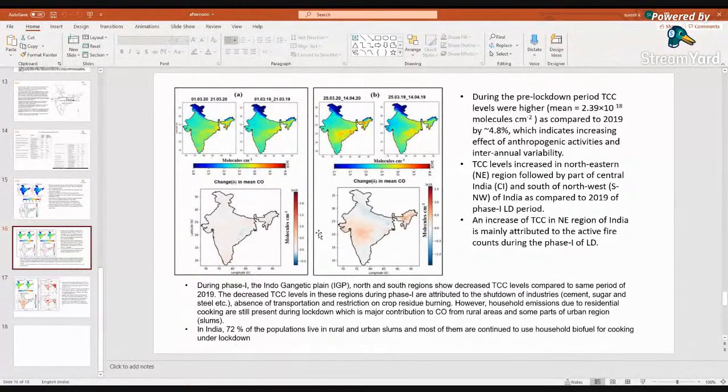During phase 1, the IGP region, north and south, show decreased levels compared to the same period of 2019. These decreased levels are attributed to the shutdown of industries, absence of transportation, and restriction on crop residue burning. But household emissions are still present during lockdown, which is a major contributor to CO.